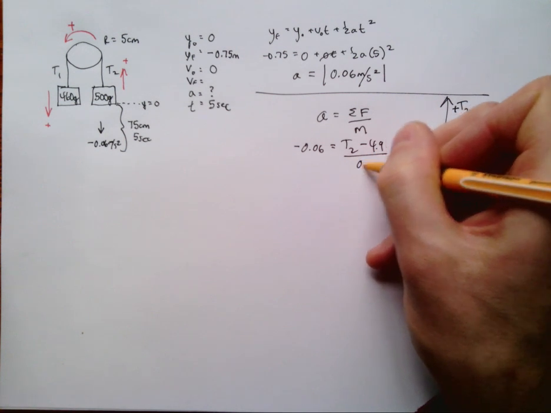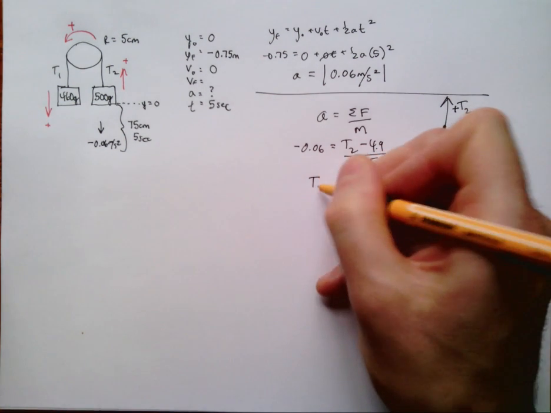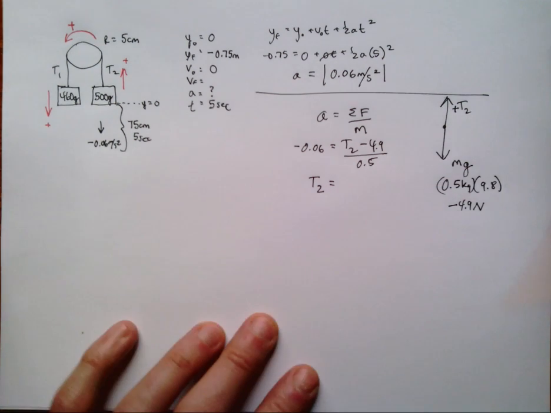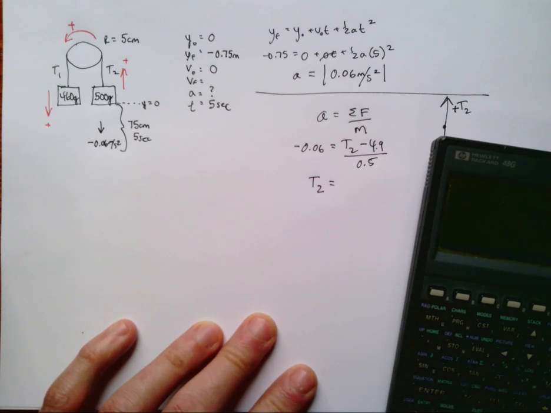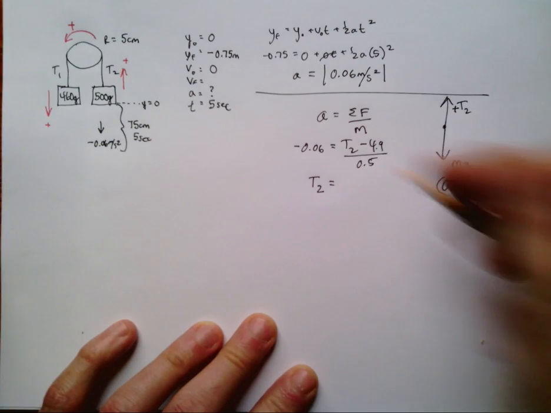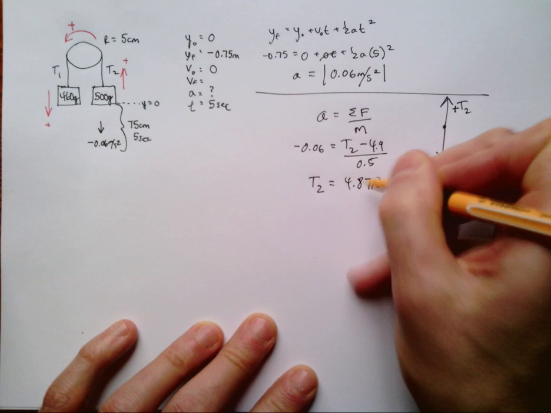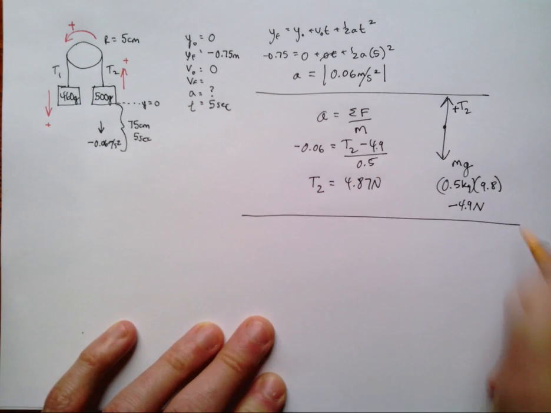mass, which is 0.5. And so if we solve that, that'll give us a value for T2. So let's see what I get there. Multiply by 0.5, and then add 4.9, and I get 4.87 newtons. T2 is equal to 4.87 newtons. So that's the answer to the second part of this question.